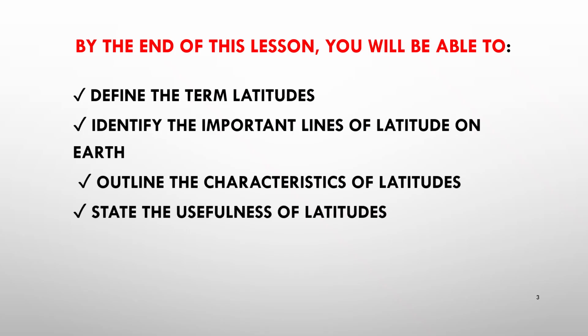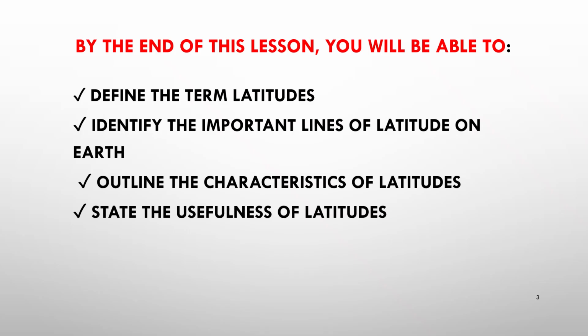Identifying important lines of latitudes means you become familiar with the major latitudes that have geographical and climatic significance. These are not random lines. They mark important boundaries and zones on our planet. For example, the equator is not just any latitude. It is the reference point from which all other latitudes are measured.